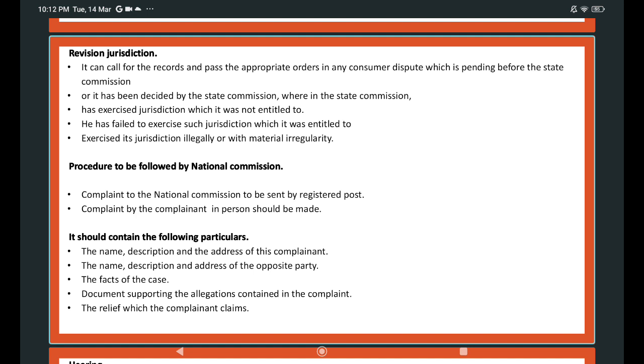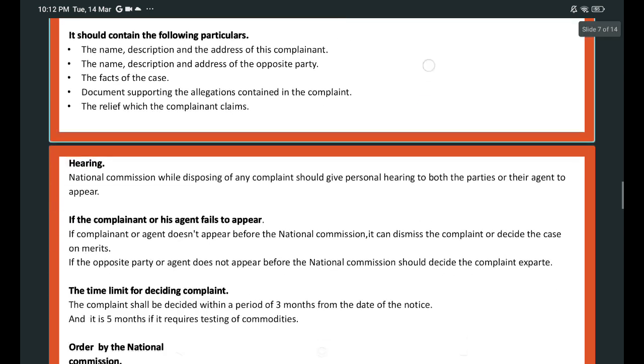Now, procedure to be followed by the National Commission while deciding the complaint. Complaint to the National Commission should be sent personally or by registered post. Complaint should contain details like the name, the description and address of the complainant, the name, description and address of the opposite party, the facts of the case, documents supporting the allegations contained in the complaint, the relief which the complaint claims.